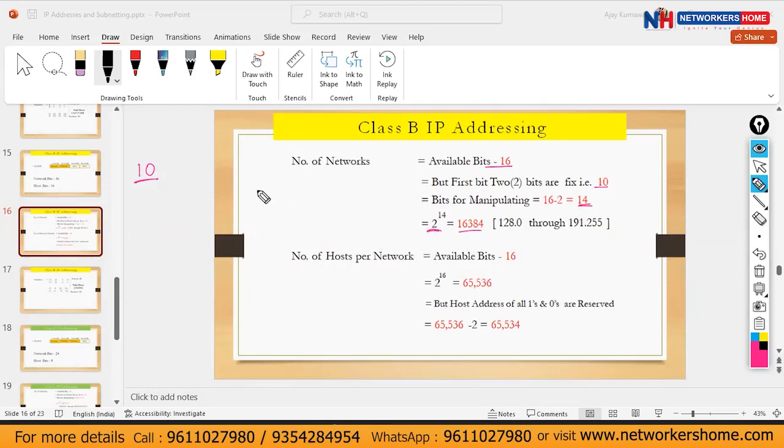So total 16, because network bits are 16 and host bits are also 16. So host bits are 2 raised to power 16. So if you calculate the number of hosts per network, you will be saying 2 raised to power 16. And again, we have to reduce the first IP and the last IP. So this will be 65,534 for class B. This is clear. You can note down from the presentation I'll be sharing. I have already shared actually.